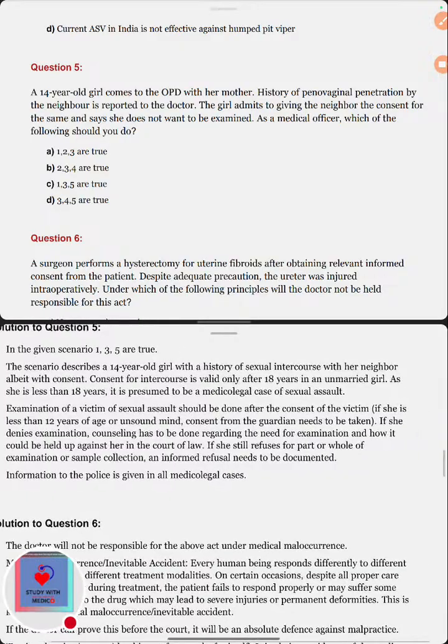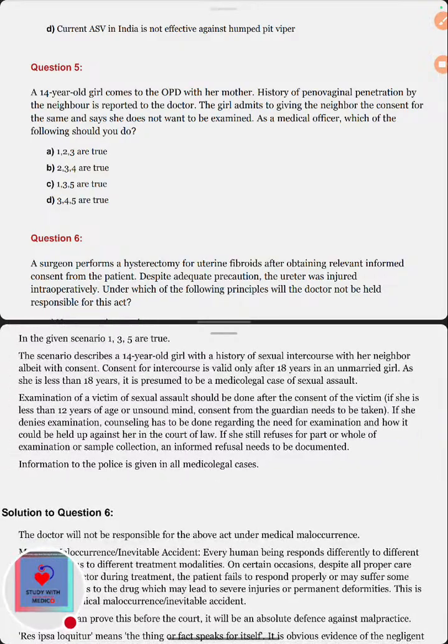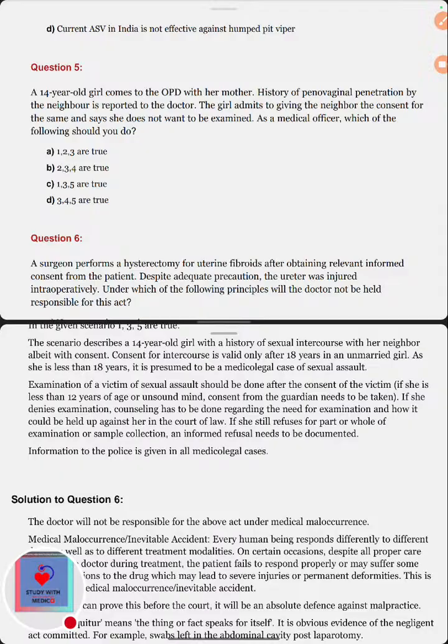The scenario describes a 14-year-old girl with a history of sexual intercourse with her neighbor, albeit with consent. Consent for intercourse is valid only after 18 years in an unmarried girl. She is less than 18 years, so it is assumed to be a medico-legal case of sexual assault. Examination of the victim of assault should be done after the consent of the victim. If she is less than 12 years of age or of unsound mind, consent from the guardian needs to be taken.